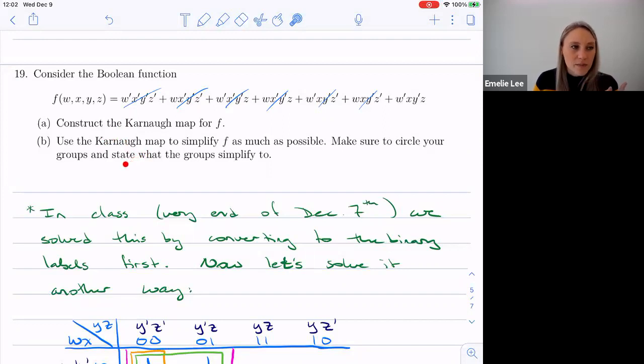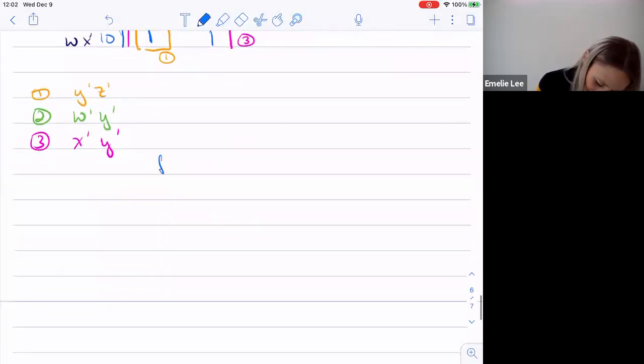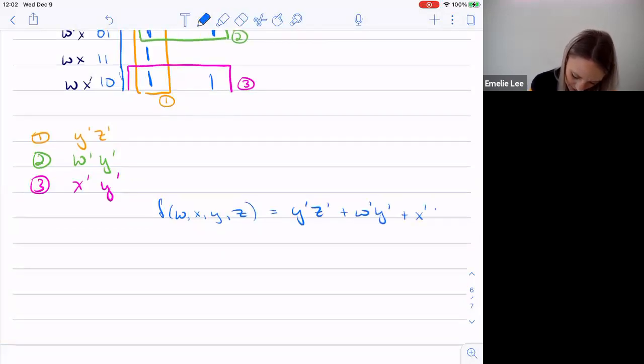So now we want to simplify this as much as possible. So f of w, x, y, and z is y prime z prime plus w prime y prime plus x prime y prime.